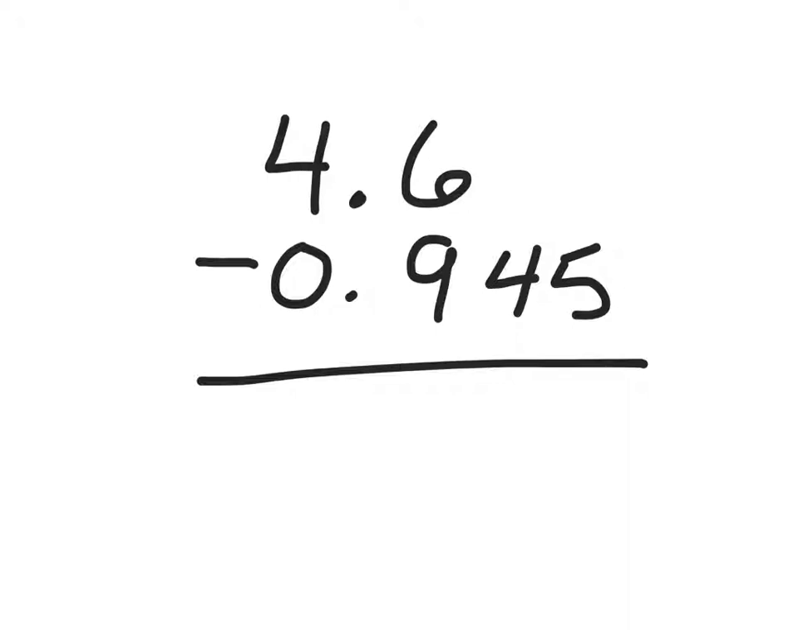And here it is, my friends. 4.6 minus 0.945. Bam. All right, so the first thing I want to do is fill in my columns here that are missing zeros. So I'm going to plug those in right above here. I'm going to add a 0 there, and I'm going to add a 0 there.